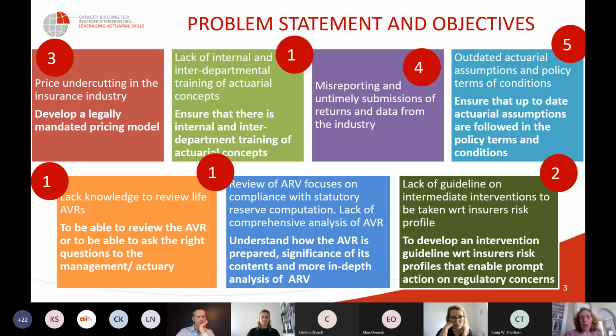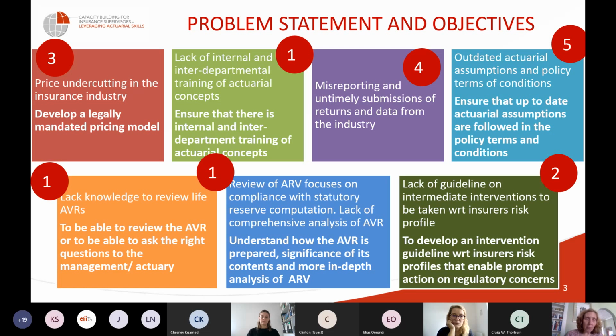You don't necessarily need to put all of that detail in the problem statement, but for yourselves in your own notes, think about what these consequences might be. So maybe you don't pick up challenges where the reserves are too low early enough. Maybe you don't pick up challenges where the assumptions are inappropriate. So there are some implications to this lack of understanding that would be quite useful to understand. And those implications will help you to then set out your objectives. So if you think about what will go wrong because we don't have a good understanding of the actuarial reports, then that really can help you to set your objectives.